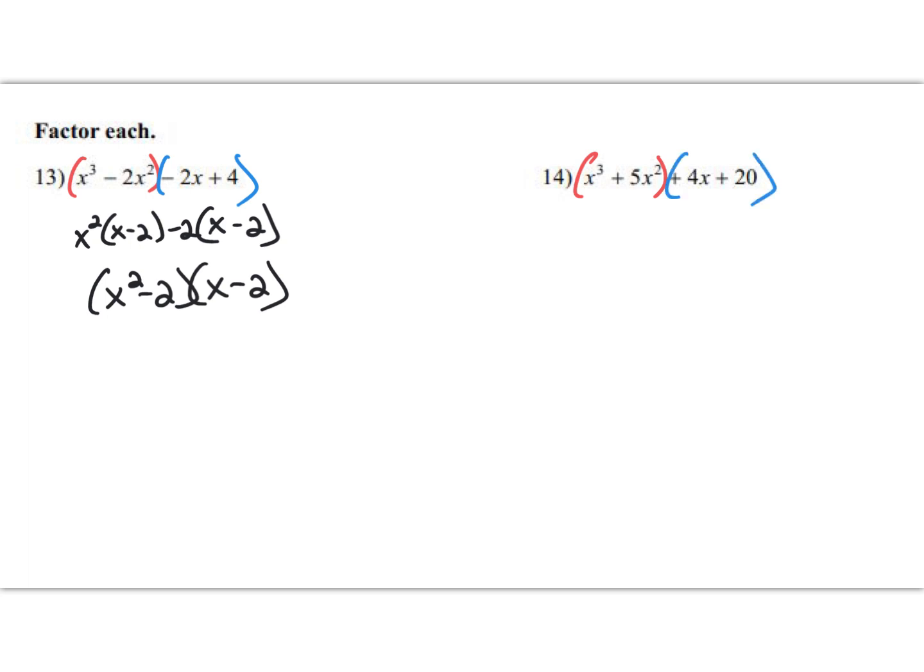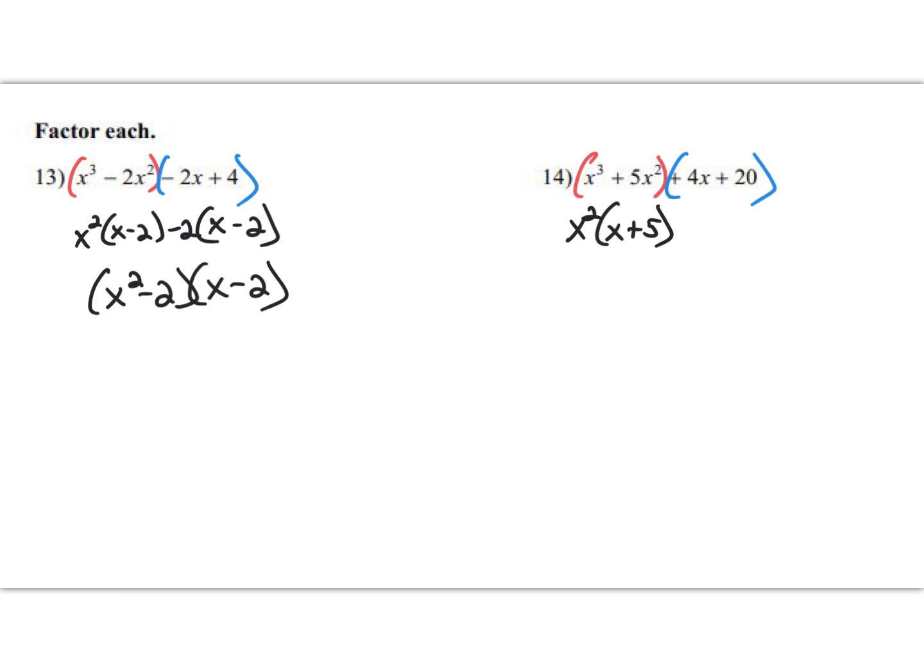Then we're looking for the common factors. Of course, this is x to the third, which is x times x times x. This is 5x squared, which is 5 times x times x. Well, what they have in common is the variable x, and we can take out the x squared because x squared is a factor of both of these terms. Now, after we factor that out, we're left with x plus 5.